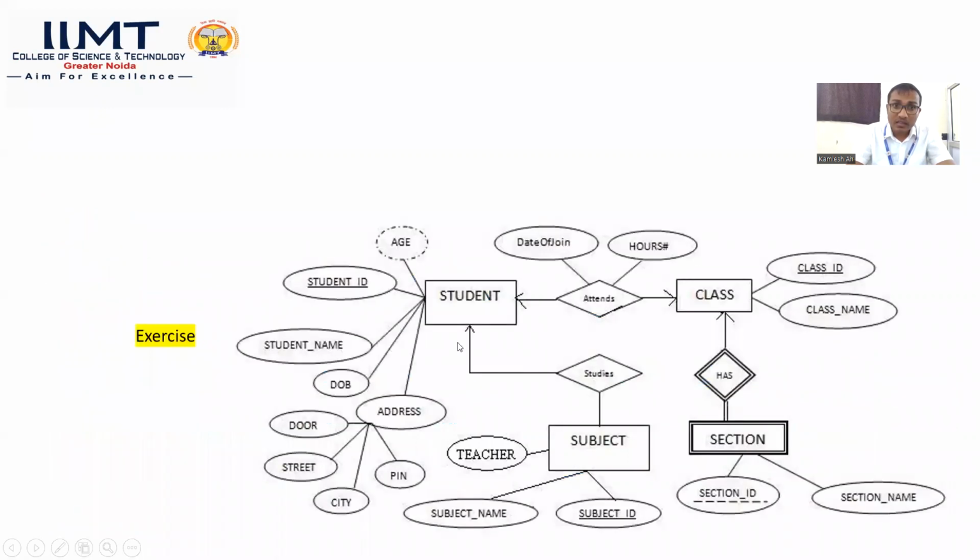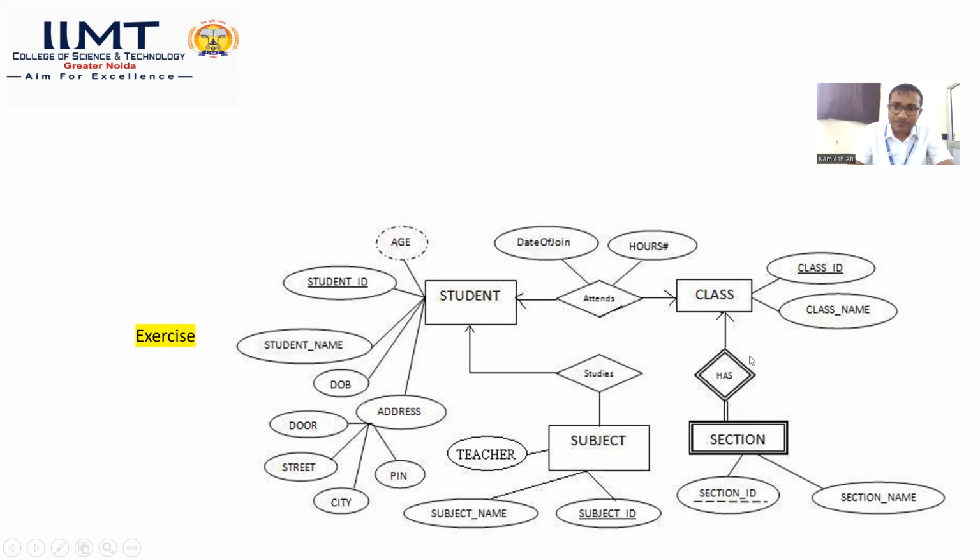Okay, this is the ER diagram. Student is an entity. Student has this attribute. Class is the entity. This is the multiple attribute. Class name is an attribute, Class ID. And section is an entity, or subject is an entity. It has many attributes.